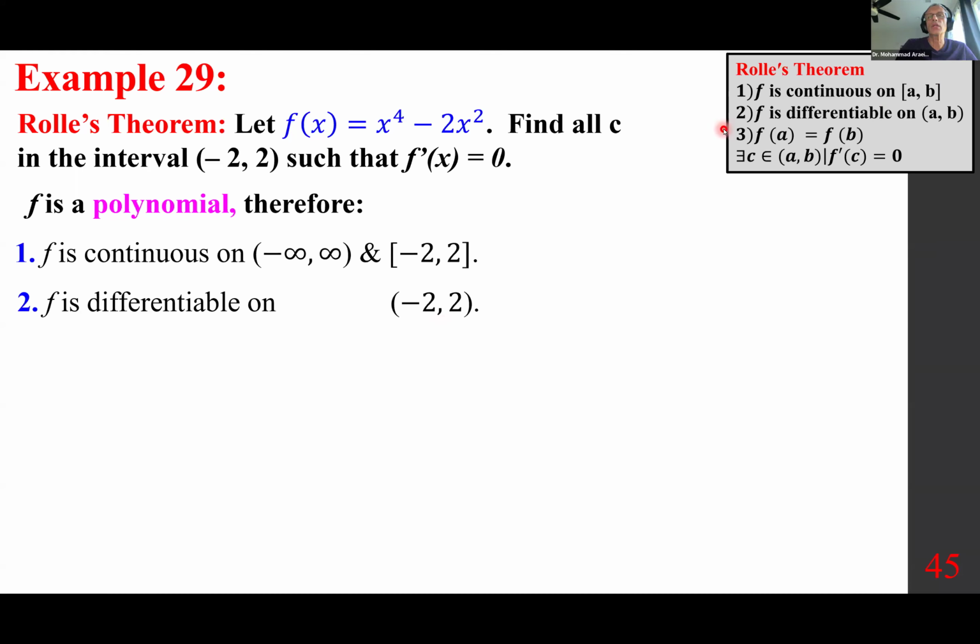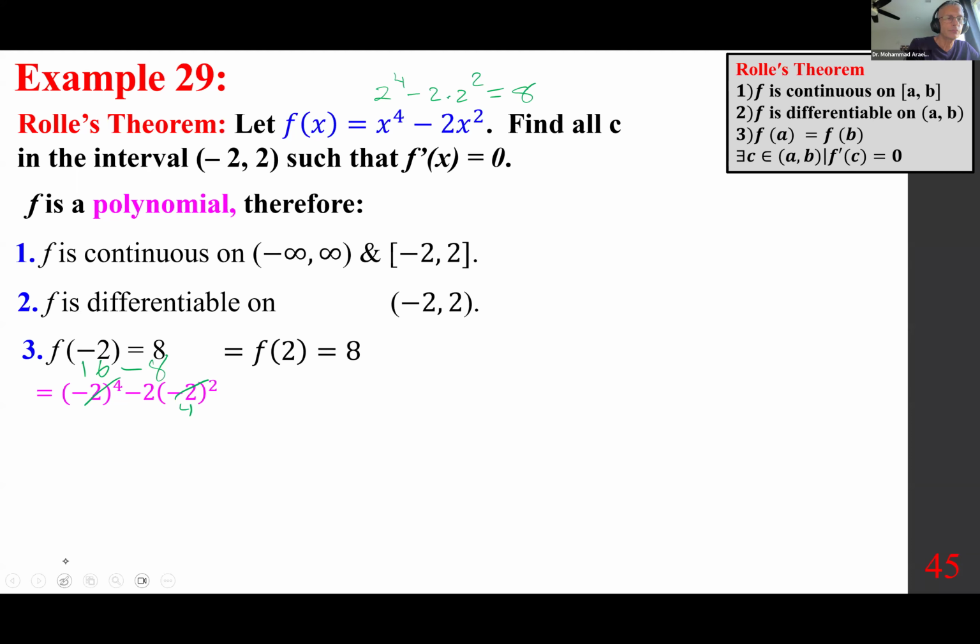So we got the first one, the second one. Let's go to the third one. Let's look at f of a as well as f of b to check if they are equal. So f of a means f of -2. We plug in -2 to the power of 4 minus 2 times -2 squared. This is 16. This is 4. 16 minus 8 is 8. Now, if I plug in 2, I also get 8.